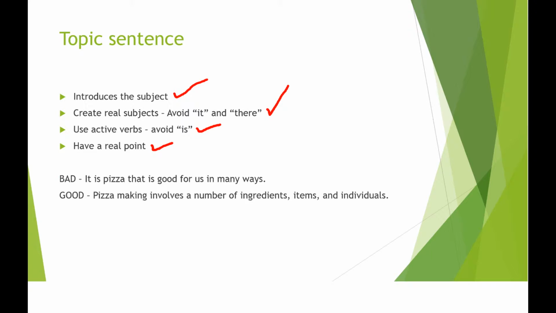An example of a bad topic sentence for our essay on pizza is, "It is pizza that is good for us in many ways." An example of a good topic sentence is, "Pizza making involves a number of ingredients, items, and individuals." As you can see, we have a real subject, pizza making. We have an active verb, involves.